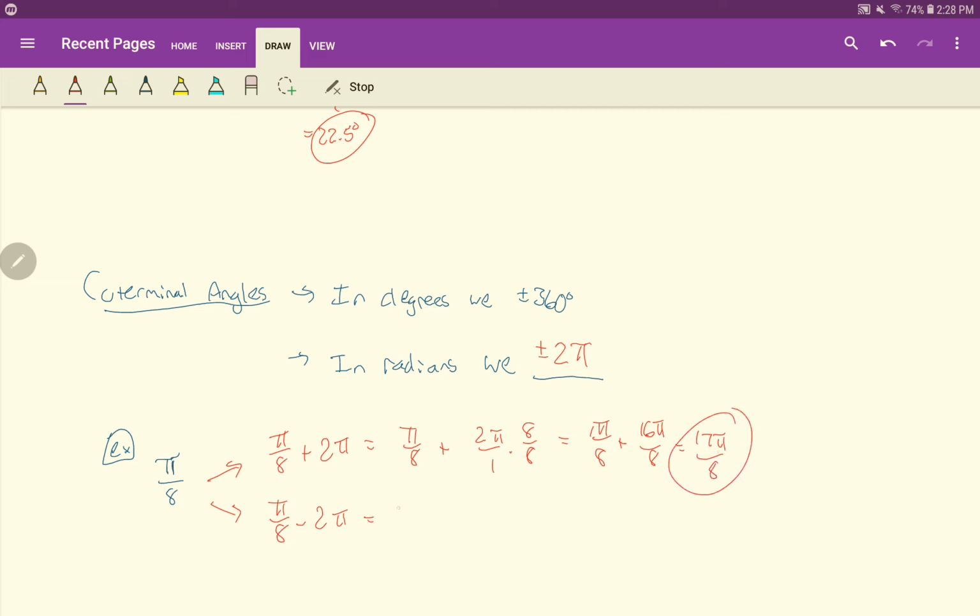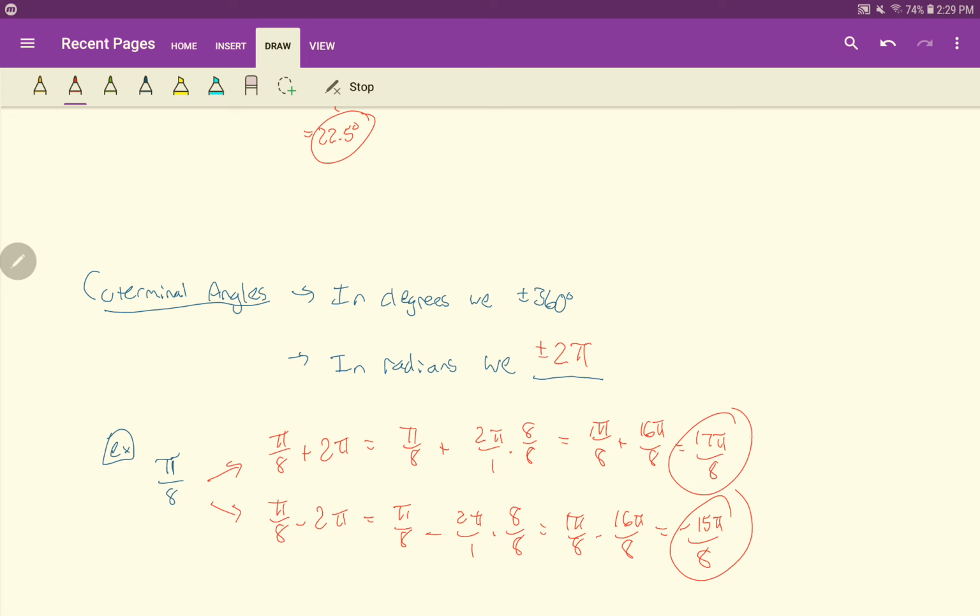And then same thing here. Pi over 8, oh, not plus, minus, and again, 2 pi over 1. We'll multiply by 8 over 8. And so again, we get pi over 8 minus 16 pi over 8. 1 pi minus 16 pi is negative 15 pi over 8. Okay? And so there are our coterminal angles.